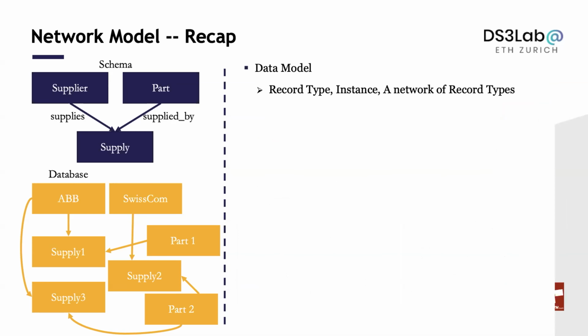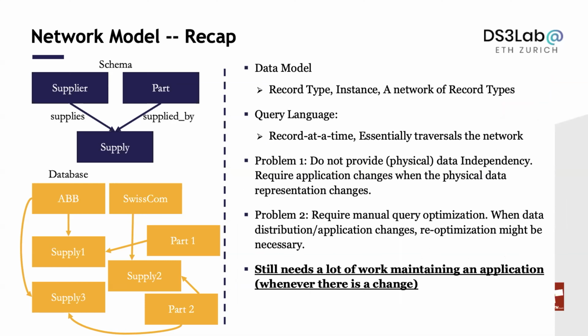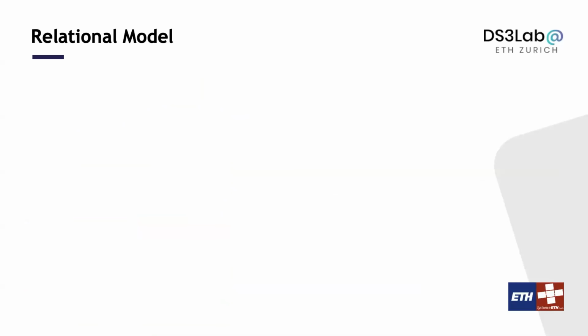So just to recap, the network model: you have record types, and it is pretty much a network between record types. The query language is a record at a time. It still has a whole bunch of problems. So can we do better? And that brings us to the focus of this course, that is the relational model.